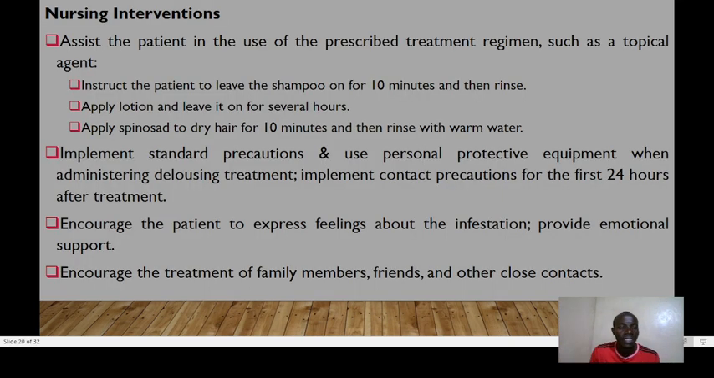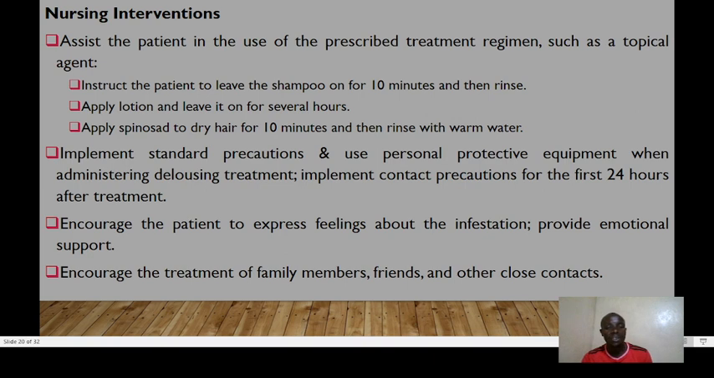So for a nurse, what are you supposed to do? You're supposed to assist the patient in the use of prescribed treatment regimens. You need to instruct the patient to leave the shampoo on for 10 minutes, then rinse. Apply the lotion and leave it for several hours. Apply the spinosad to dry hair for 10 minutes, then rinse with warm water.